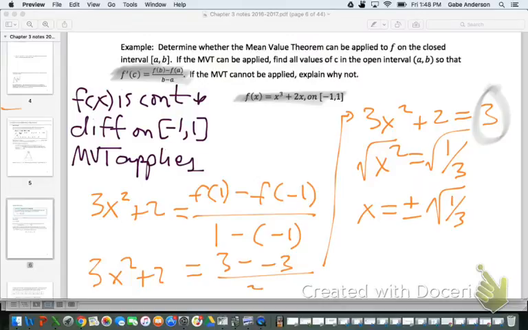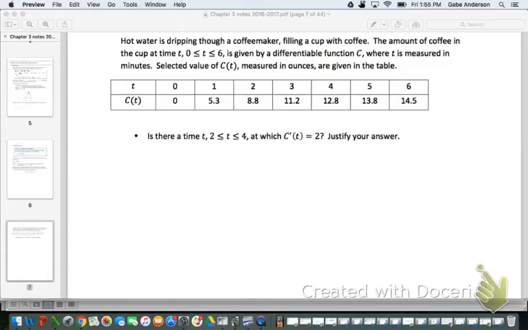The next one has to do with coffee. It says hot water is dripping through a coffee maker filling a cup. The amount of coffee in the cup at time t on the interval 0 to 6 is given by a differentiable function c. T is measured in minutes. Selected values of c measured in ounces are given in the table below. From the big picture perspective, there's a coffee maker filling a cup with coffee. Fair enough? When t is 0, how much coffee is in the cup?